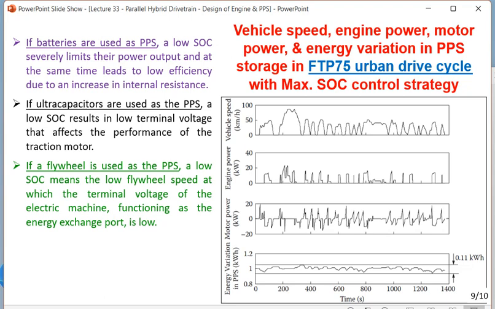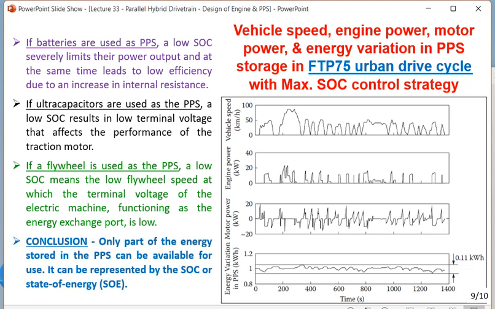Whenever there is a variance of charging and discharging power, and the discharge power is reducing the overall SOC of the PPS, we have to try to refill the PPS energy as soon as possible. Either by the primary source, or by regenerative braking, or by an external source, we always have to replenish the PPS energy as soon as possible.